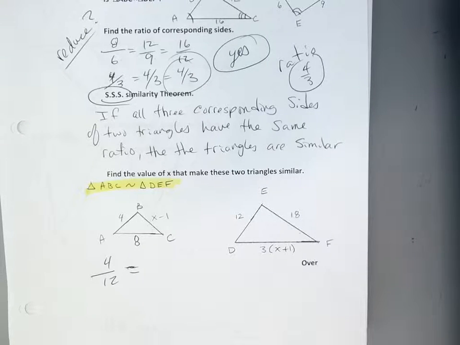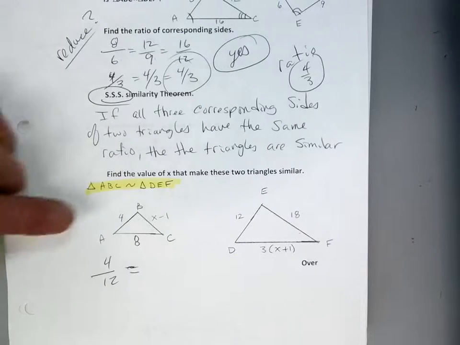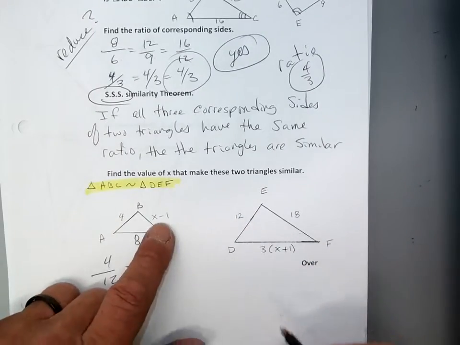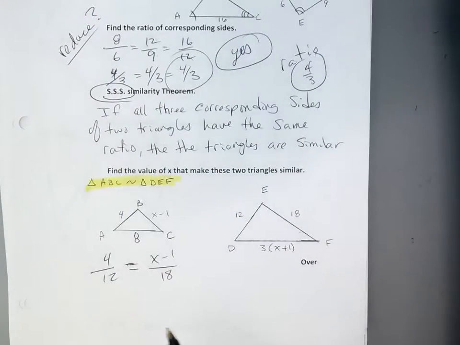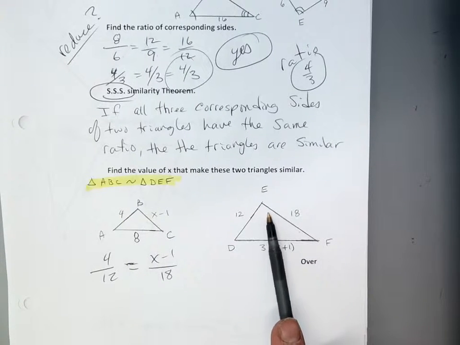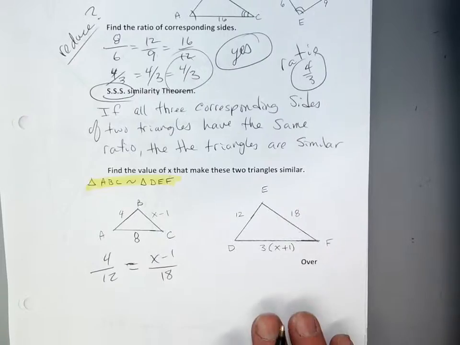I could have gone this to this equals this to this, as long as I'm consistent. So I'm going to say 4 goes to 12 as x minus 1 goes to 18. I went little triangle to big triangle, little triangle to big triangle. Now, can I solve for x? Heck yeah, I can solve for x.